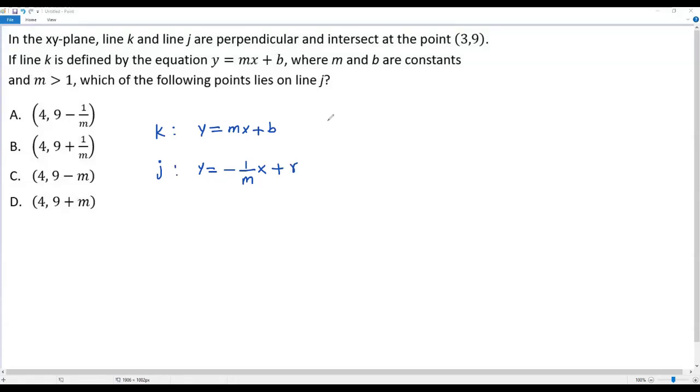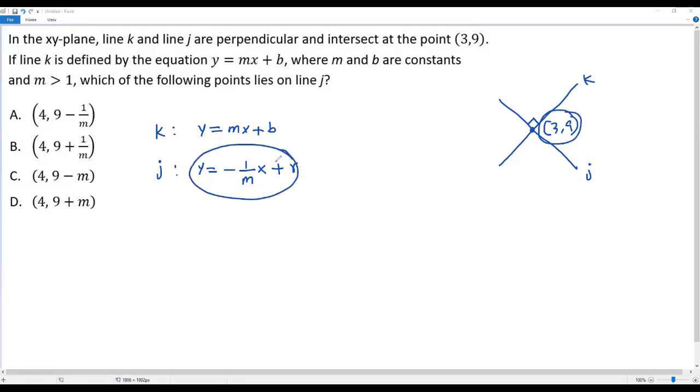And also there is information that the two lines K and J intersect at the point (3, 9). Let me say this is line K and this is line J. So these two lines are perpendicular and also they intersect at the point (3, 9). Since (3, 9) is a point of intersection of the two lines, this point lies on both lines K and J. So since this point (3, 9) lies on line J, we can plug this point into the equation of line J.